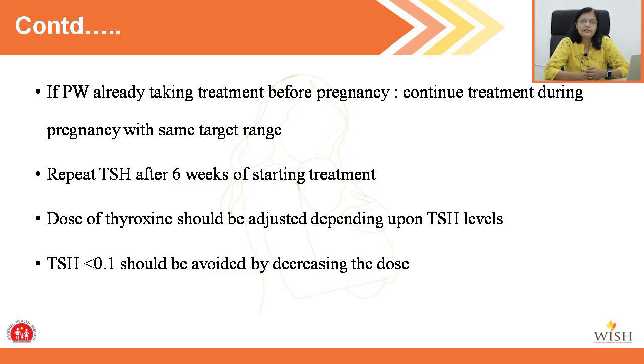For monitoring purposes, usually you have to monitor them every 6 weeks with the TSH level. So this is most important. In non-pregnant females, usually such frequent monitoring is not required, but in pregnant female patients, every 6 weeks we have to monitor the TSH level and accordingly adjust the dosage of levothyroxine. If the TSH level goes below 0.1, then we have to avoid such levels, and to do so we have to decrease the dose by repeated monitoring of the TSH level.